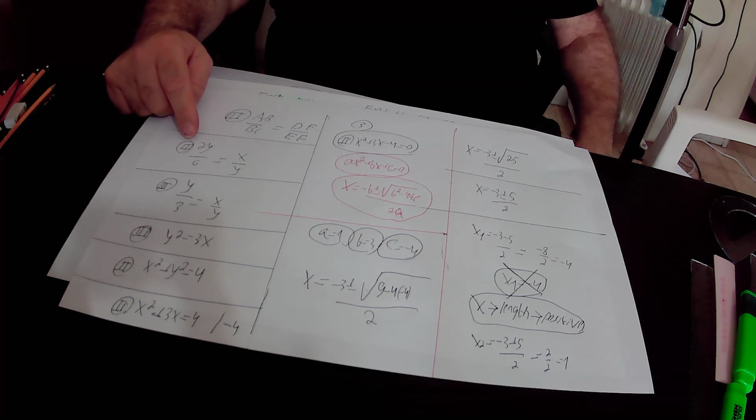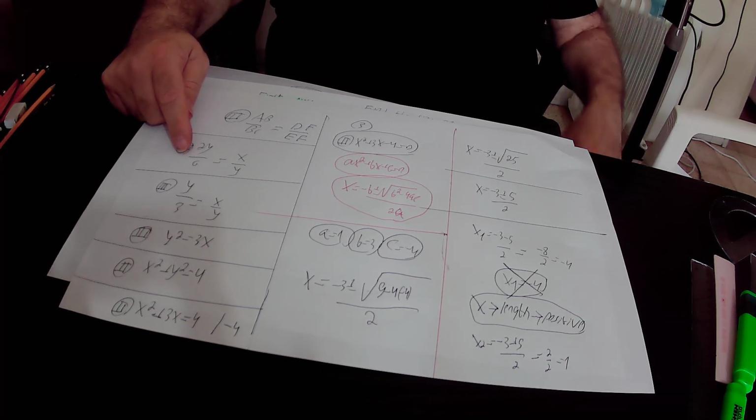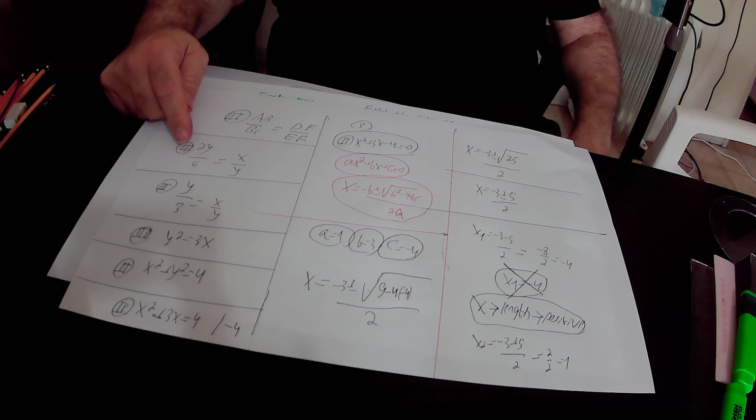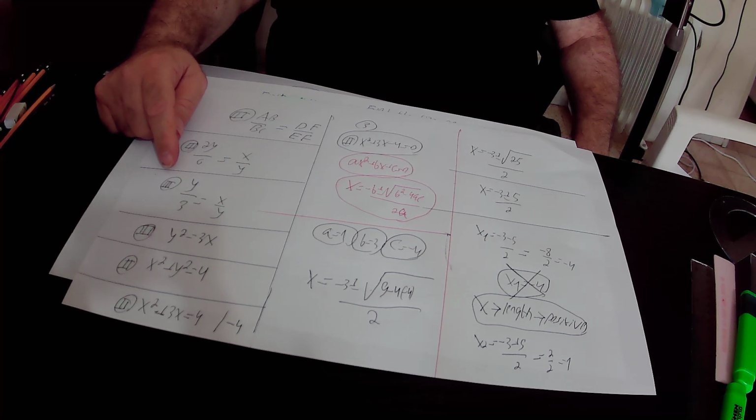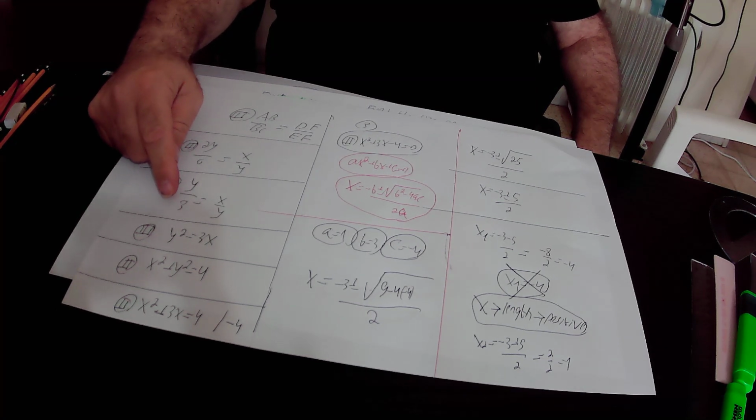We divided both the numerator and the denominator of this side of equation number 3 by 2, and we got that 2Y over 2 is Y, 6 over 2 is 3. So in conclusion, we found out that Y over 3 equals X over Y. Because we multiplied this equation number 3, we found out that Y squared equals 3X.